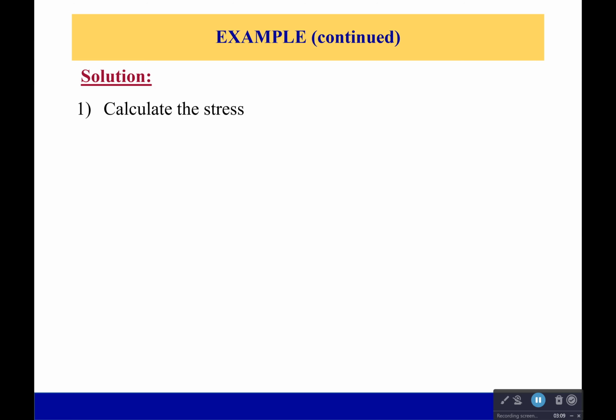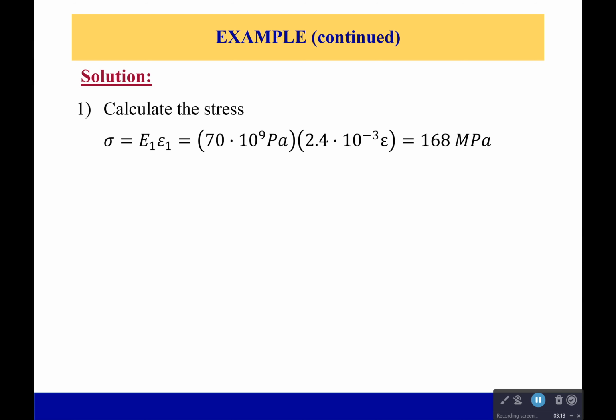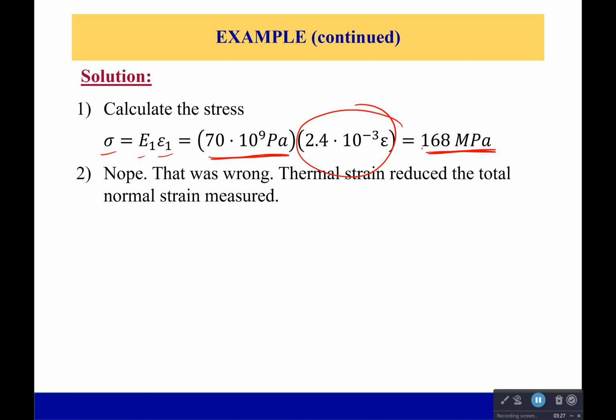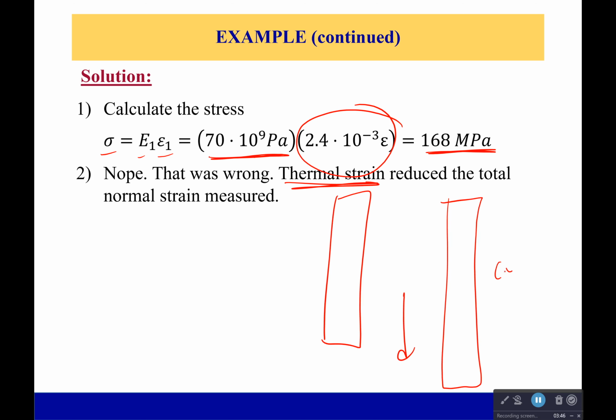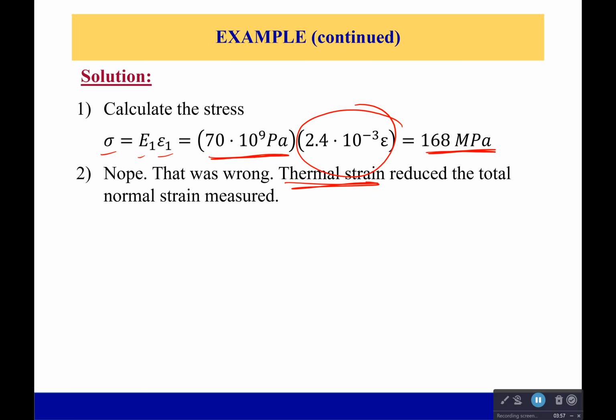So first off, you need to calculate the stress. Okay, so we know that stress is equal to the modulus elasticity times the strain. And so we know what the strain is at the end. We also know what the modulus elasticity is. That'll be 168 megapascals. But that was wrong. Thermal strain reduced the total normal strain measured. You're like, wait, what's going on here? Think about it this way. I have a bar. If I pull down on it, it gets longer. If it gets cold though, it gets shorter. So those are canceling each other out a little bit when it's just coming to strain. You gotta think about this. So both effects are going to be added in to that strain we measured right here.